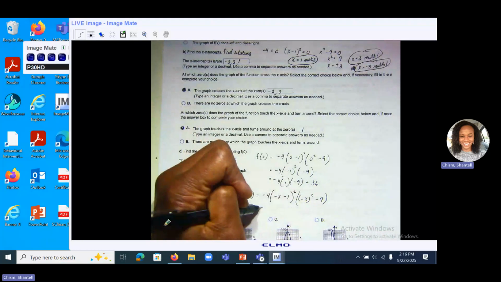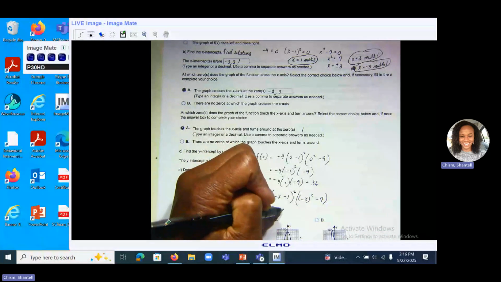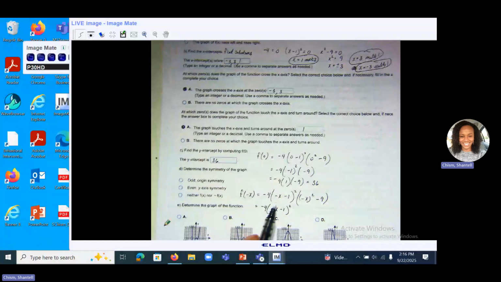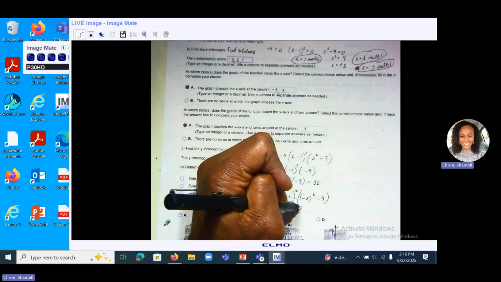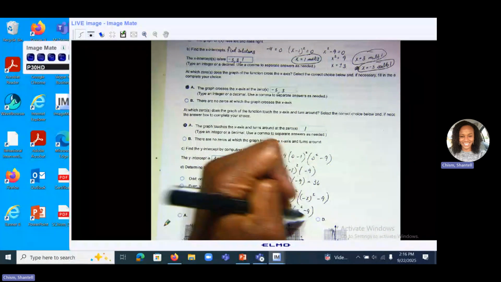So cleaning this up, we still have -4. We still have -x minus 1. Nothing changed right there. Well, I'm sorry. That negative, when we replace x with -x, is still negative. Right here, when we replace x with negative, that's squared. So that's going to go back to being a positive again.